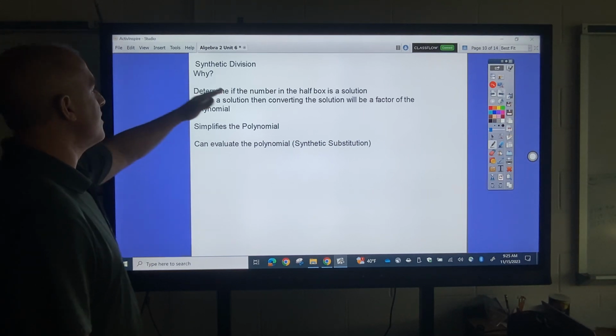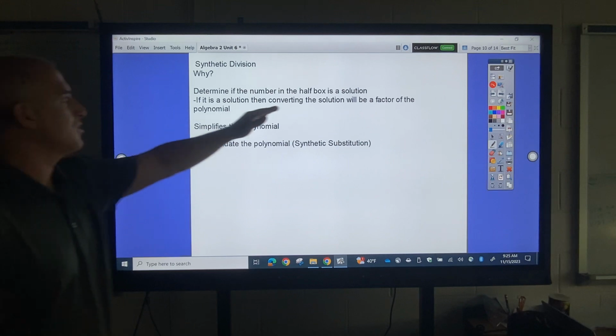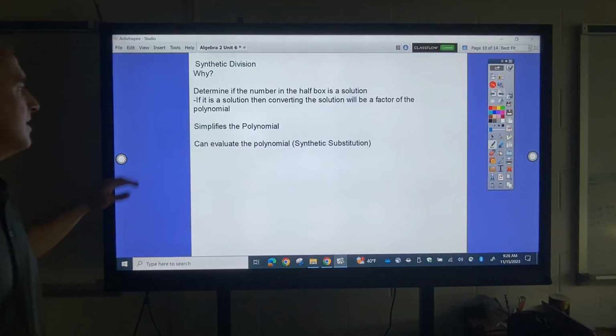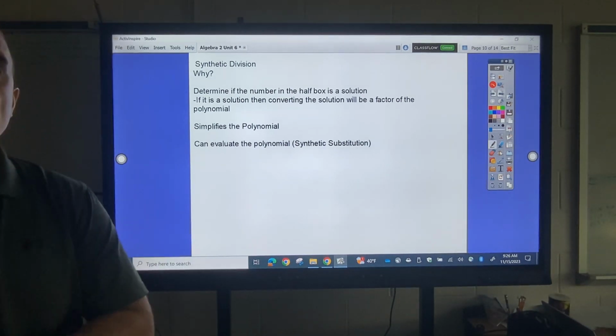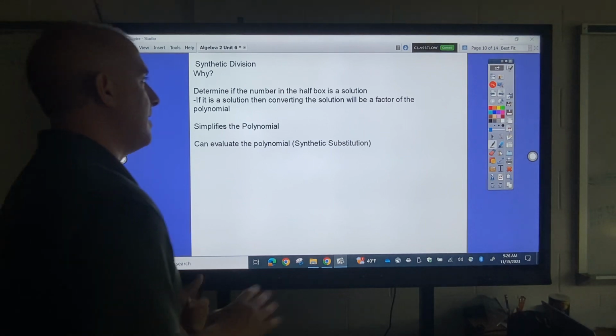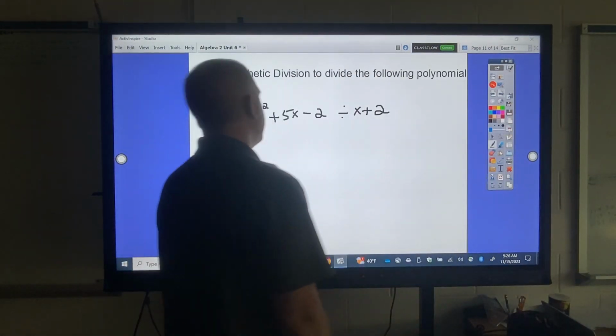It will determine if the number in the half box is a solution. If it is a solution, then converting the solution will be a factor of the polynomial. It helps simplify the polynomial and can help evaluate the polynomial using something called synthetic division, which you're going to do a little bit next year. I don't know if we're going to do that later in this unit. We might. Okay. Now, what is synthetic division?